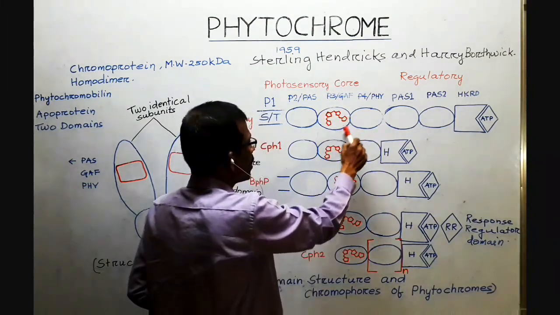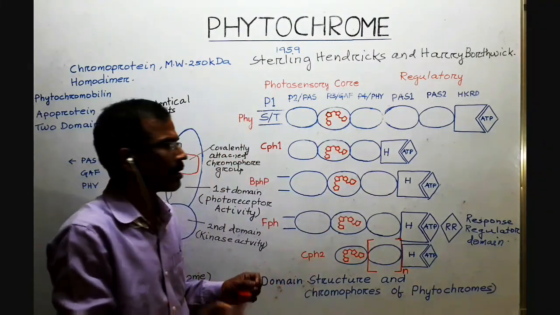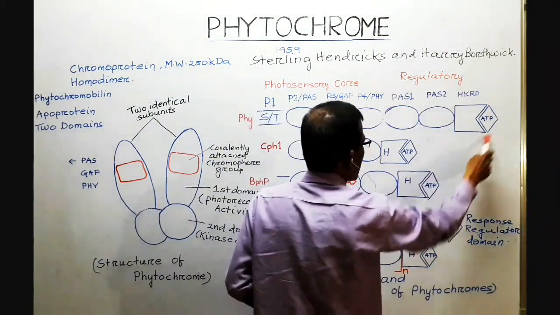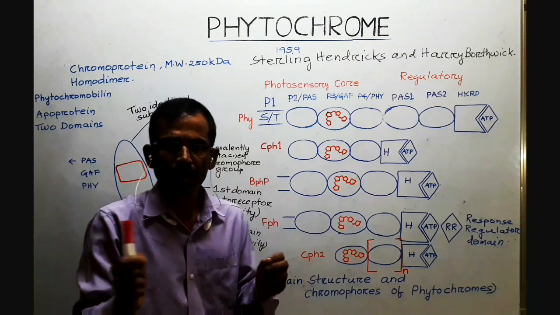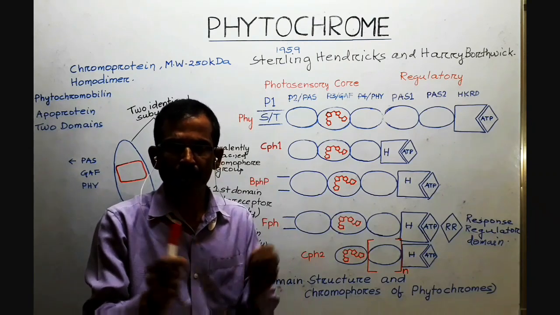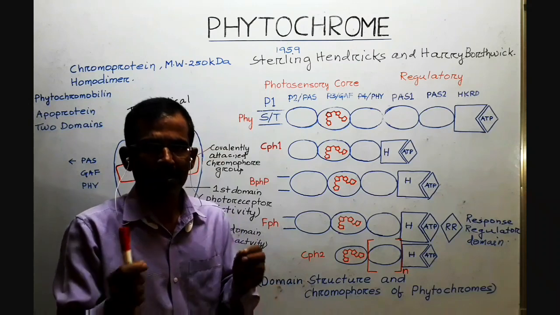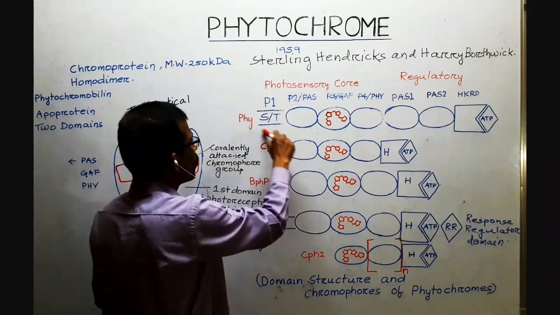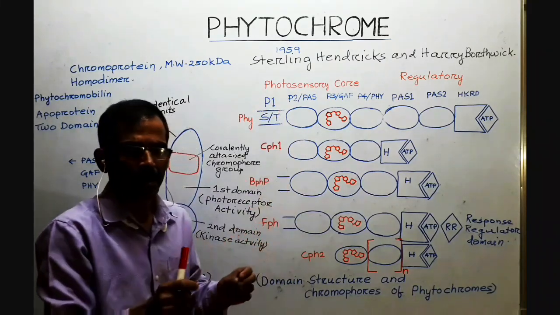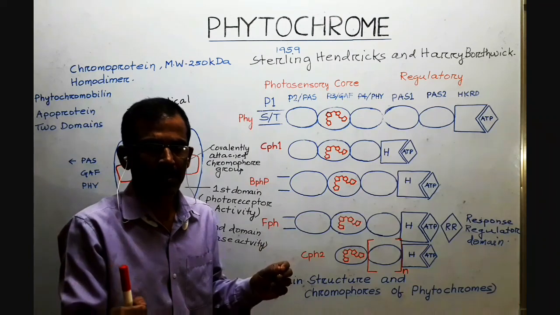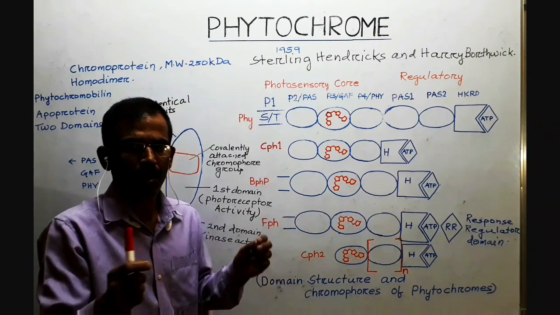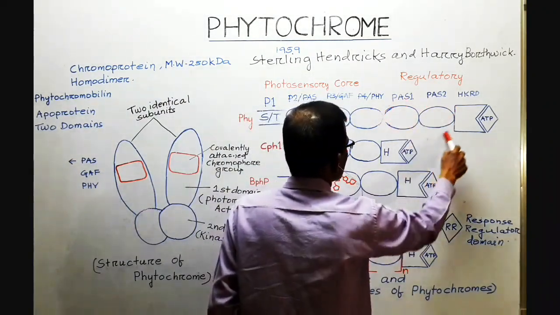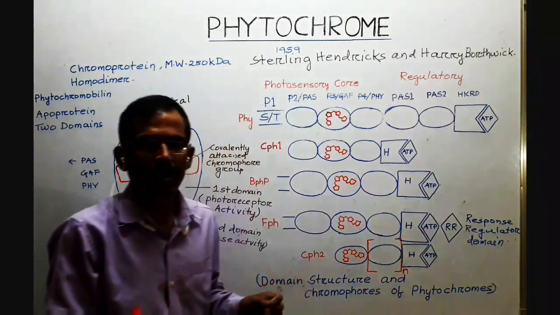The P3 domain is covalently associated with a bilin chromophore. The C-terminal regulatory region has a histidine kinase or histidine kinase related domain. Plant phytochromes have an additional N-terminal extension known as P1, which inhibits dark reversion. In addition to this, plant phytochromes also have two additional regulatory PAS domains, which are important for nuclear localization.